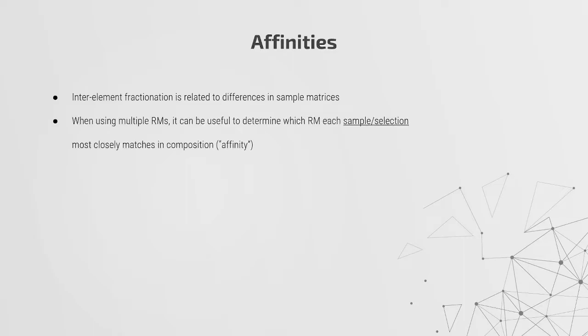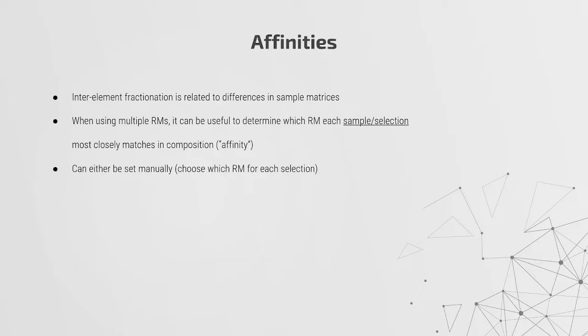Now let's talk about affinities. As we mentioned before, this inter-element fractionation is related to differences in our sample matrices. And so when we're using multiple reference materials, it can be actually quite useful to work out which of those reference materials each of our samples most closely match. And by sample here, I actually mean selection. So within a selection, which reference material does it match most closely? We call this match between sample and standard its affinity, and it's based on its composition.